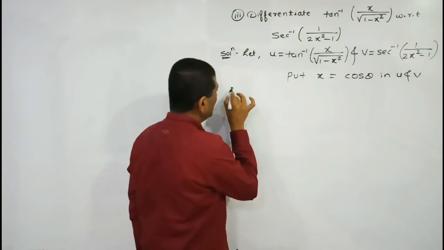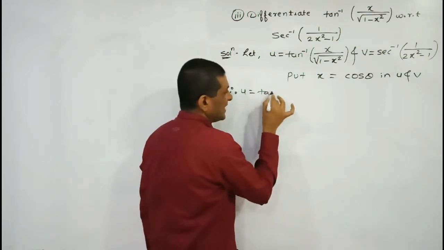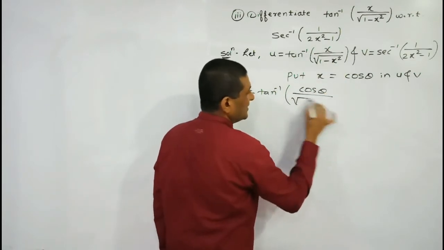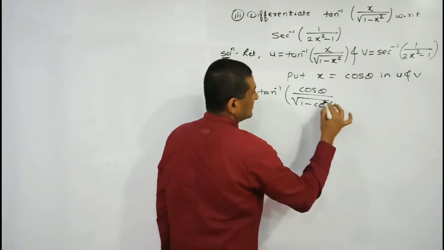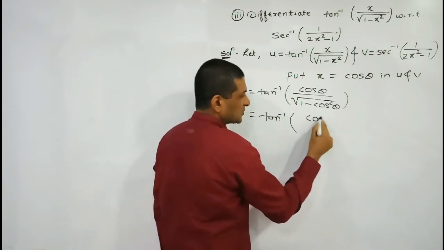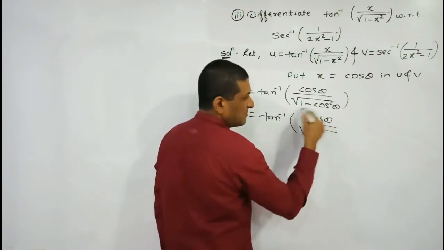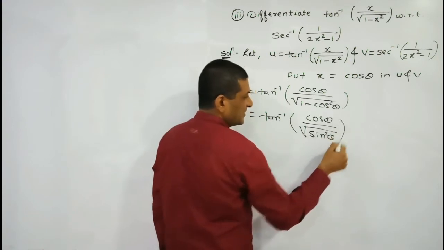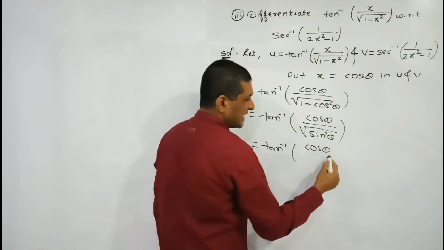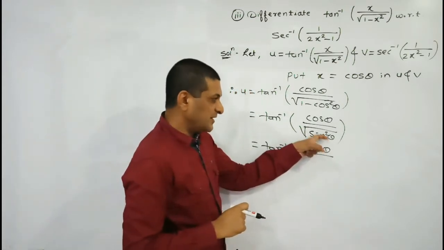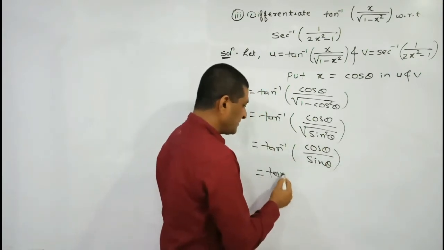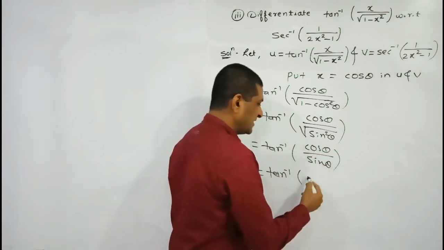So therefore u will be equal to tan inverse of, here x I am replacing by cos theta, in the denominator under root 1 minus cos square theta, because x we are replacing by cos. First let us simplify it. Tan inverse, keep it as it is, cos theta also as it is, under root 1 minus cos square theta according to the identity will be equal to sin square theta. So tan inverse, keep it as it is, in the numerator cos theta, in the denominator sin square theta outside the root will become what? Sin theta.